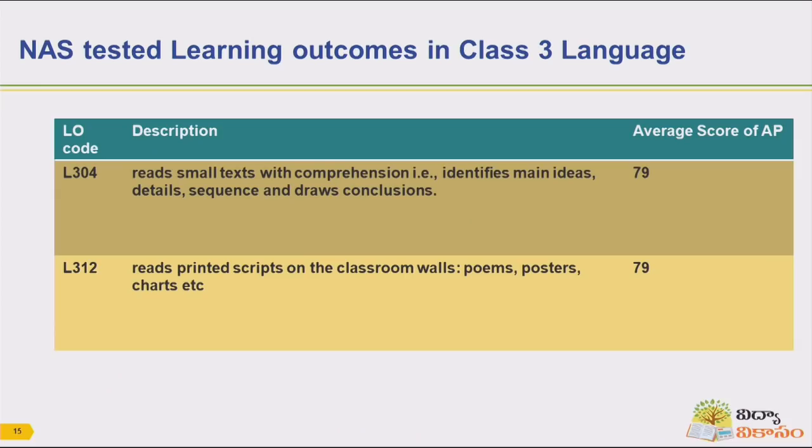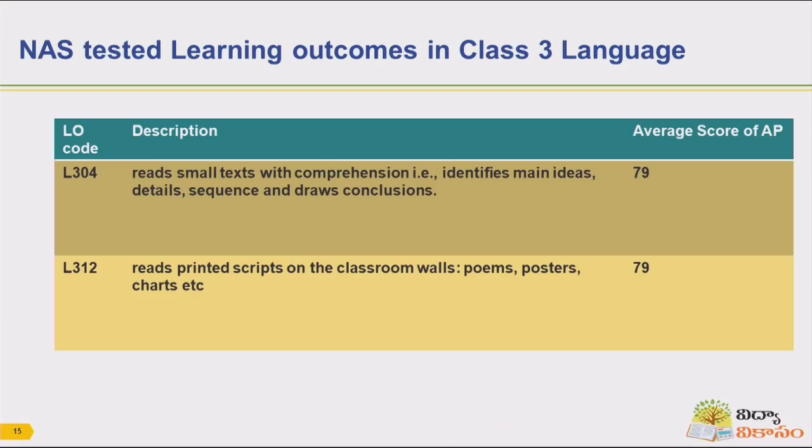If you see this slide, you can observe this learning outcomes description and average score of AP and all. Clearly they have mentioned the learning outcomes code, description and average score. They have taken only 2 learning outcomes in class 3. Okay, so what is the code?